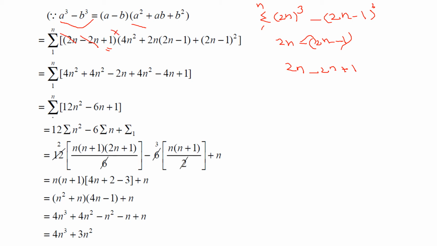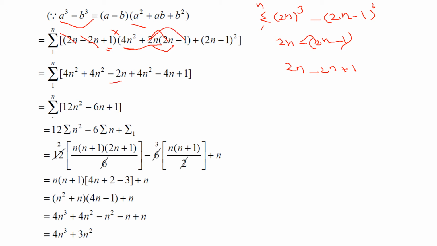Next, a squared plus ab plus b squared. A is 2n, so (2n) whole square, 2n into 2n, 4n squared, plus a 2n, b 2n minus 1, plus b squared (2n minus 1) whole square. So 1 into means it will come only. So 4n squared plus 2n into 2n minus 1, that is 4n squared minus 2n, minus 2n into minus 1 minus 2n.